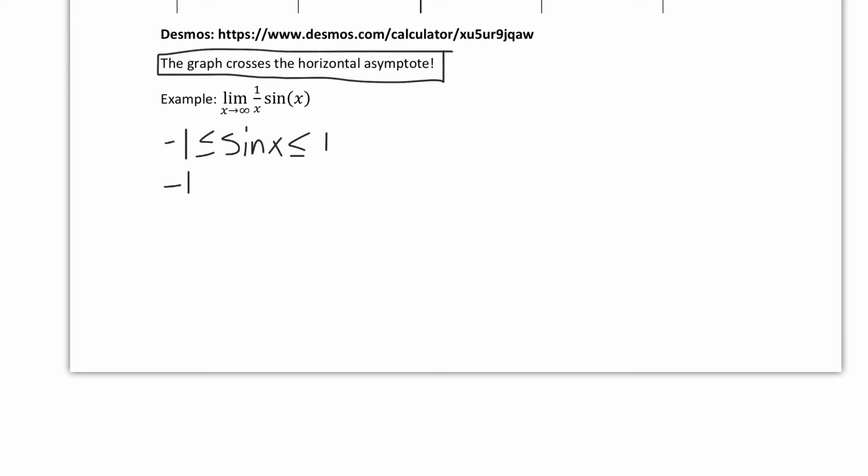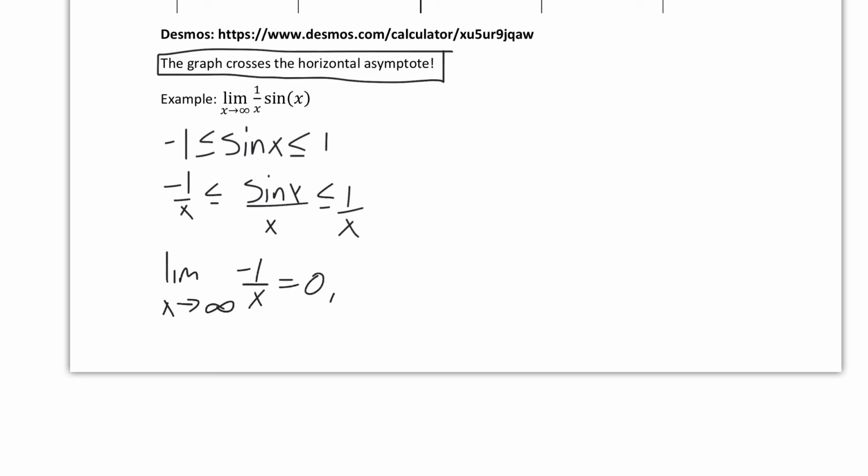And we can go ahead and divide the whole inequality by x. Now, if you think about it, 1 over x times sine x is the same thing as sine x over x. But don't go thinking that this limit is going to be 1. That's only when x approaches 0. In this case, when x approaches infinity, we have to look at either side. So the limit as x approaches infinity of -1 over x is going to be 0. And the limit as x approaches infinity of 1 over x is also 0.